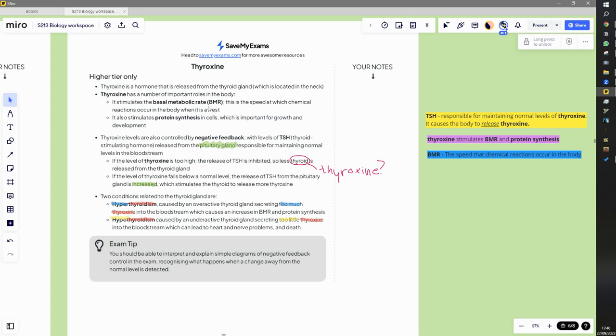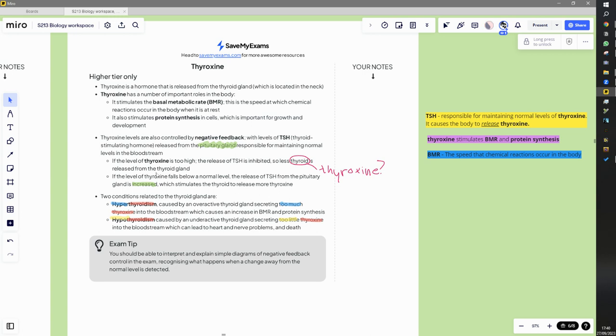So what is TSH? You talked about TSH. TSH is the thyroid stimulating hormone. It's released by the pituitary gland, which, I think, is in your brain. Yeah, that'll be in your brain. And then if we keep reading, what does TSH do?